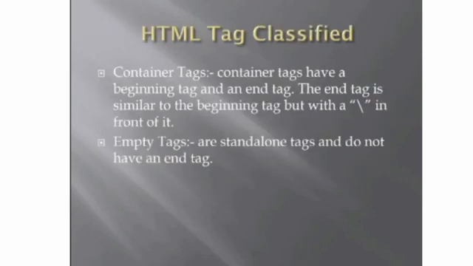Now, HTML tags. There are a total of two types of HTML tags: container tags and empty tags. Container tags have a beginning and an ending tag, and the end tag is always similar to the beginning tag, but there is a minor difference, that is a slash in front of it. In the ending tag, we put a slash sign. Empty tags are standalone tags, and they do not need any kind of ending tag. They have only an opening tag.